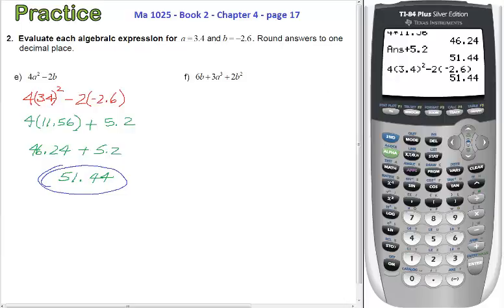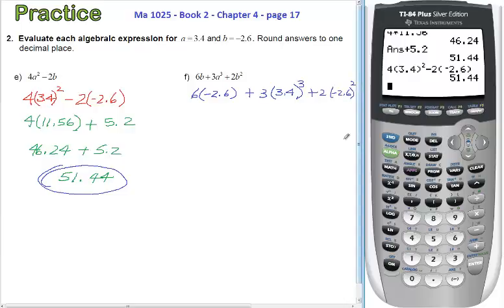Alright, let's try the last one, or the second one there. And we have 6B, so 6, again, I'm going to use the method of opening a bracket when I substitute. Negative 2.6, close my bracket, plus 3, close bracket, A, which is 3.4, and we're going to cube that, plus 2 times negative 2.6 squared. Now we'll do it step by step in order of operations, and then we'll check it by calculator.